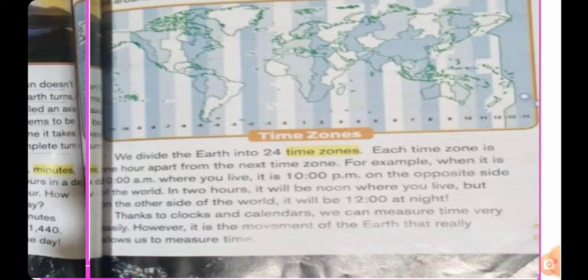Thanks to clocks and calendars, we can measure time very easily. However, it is the movement of the earth that really allows us to measure time. This was all from our comprehension. I hope you go through its reading again by yourself and revise all the concepts that we have gone through.